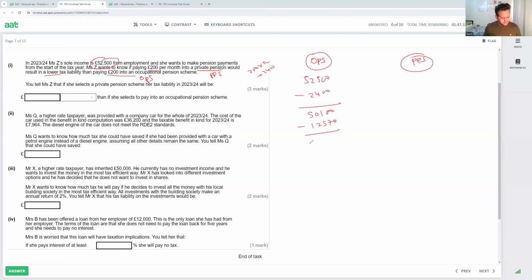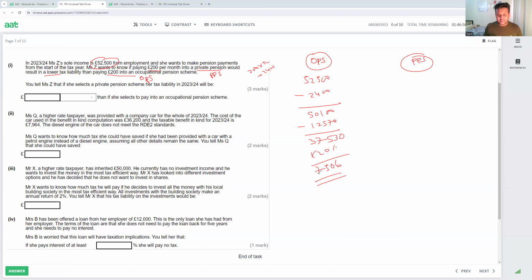So 12,570, that gives me 37,530. That means still I am less than my basic band because my basic band is 37,700. So still I'm in the 20% rate. So multiply by 20%. It's not complicated. So 7,506. It could be more complicated if they make it, for example, 40,000 here. Then you have to split it. So 37,700 is at 20%. The remaining is at 40%. But they make it simple, so we are happy with that. So this is with the OPS.